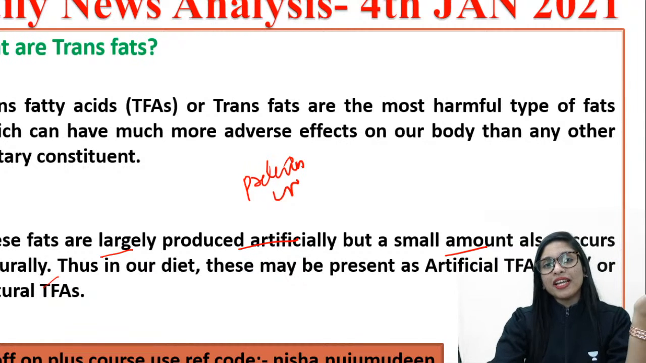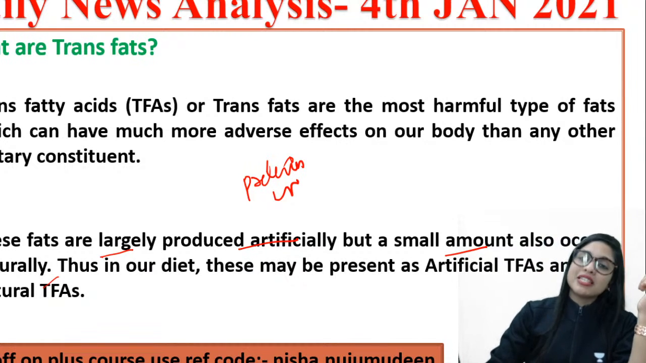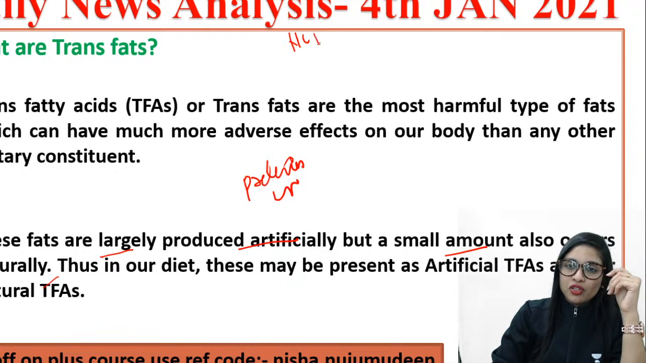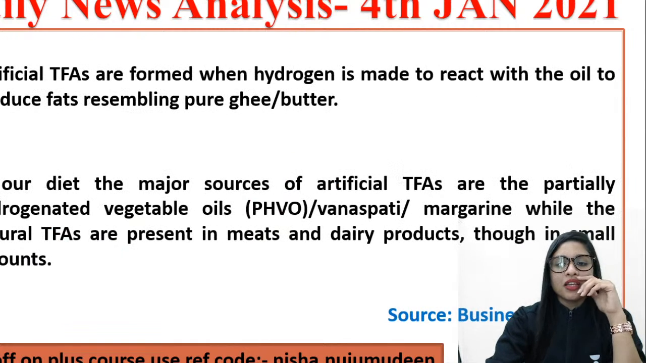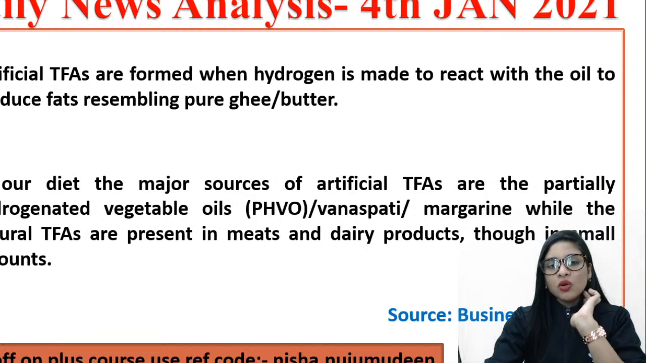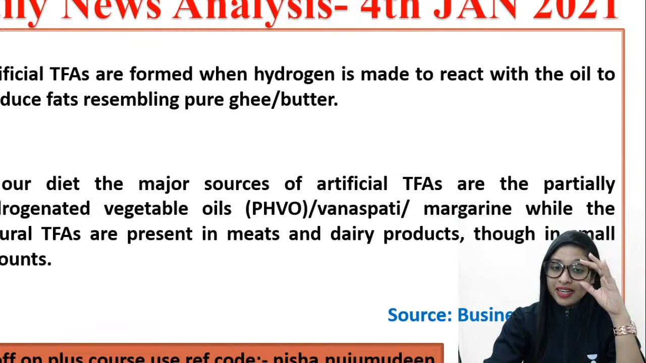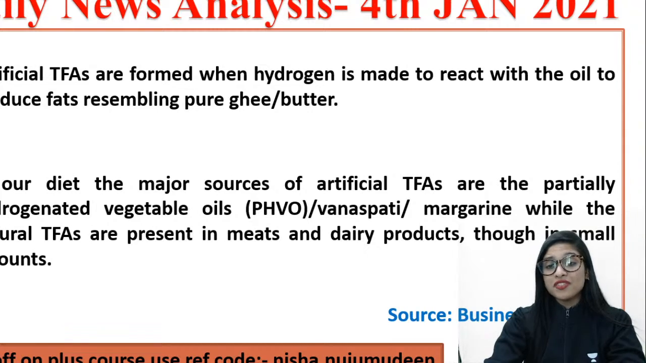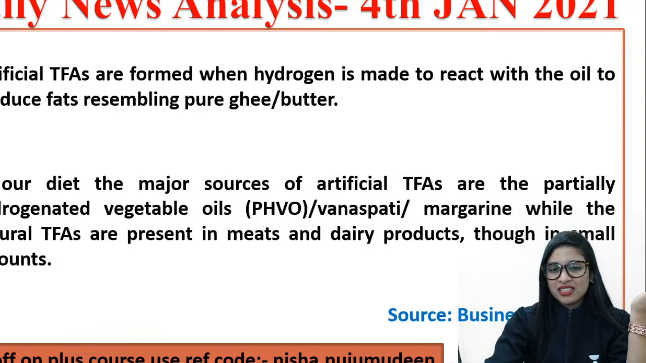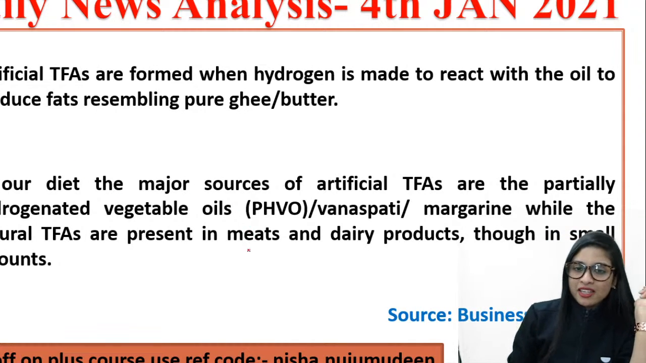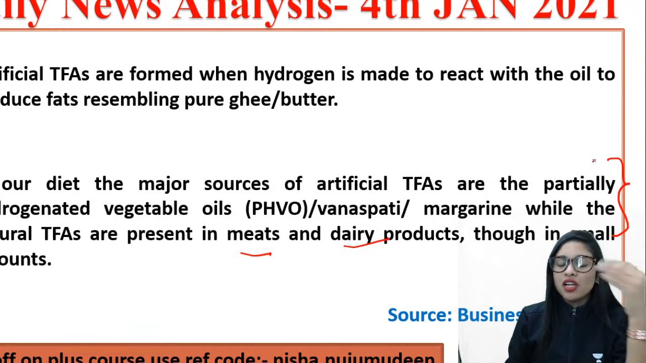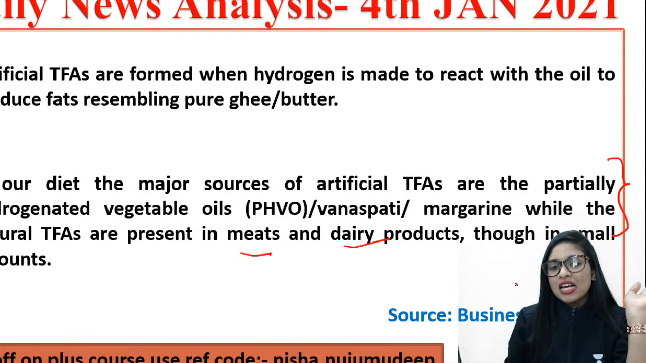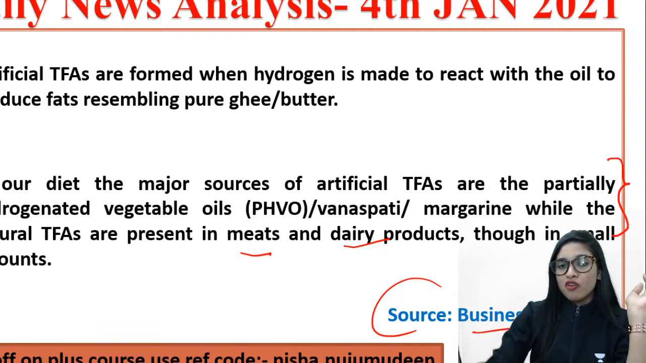Because at a young age, people are getting a lot of non-communicable diseases, your NCDs, like diabetes, cholesterol, etc. From fat, your cholesterol comes. That's why. Now, the whole point is that in our diet, the major sources of artificial trans fatty acids are partially hydrogenated vegetable oil, vanaspati, margarine, etc., whereas the natural TFAs you can find in meat, dairy products and all. So we need to avoid these. Clear? Be it natural or artificial, avoid trans fat for a healthy living and diet. And this is taken from the Business Standard, my young officers. Clear?